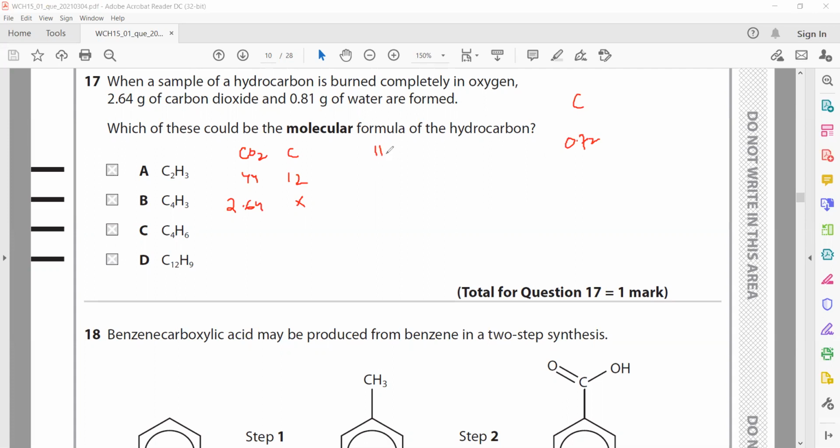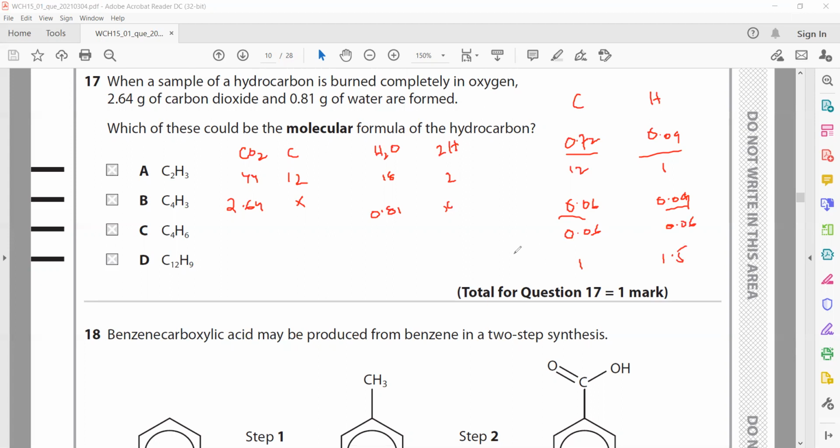And using the mass of the water, we can find how much hydrogen. 18 to 2 is the ratio. So if it is 0.81, then this will be x. So 0.81 multiplied by 2 divided by 18 will give us the mass of hydrogen, which equals 0.09. Then divide by atomic mass, so this will be 12, this will be 1. So 0.72 divided by 12 gives us 0.06, and this is 0.09. Then divide by the smallest value, 0.06 and 0.06. So this will be 1 and this will be 1.5.